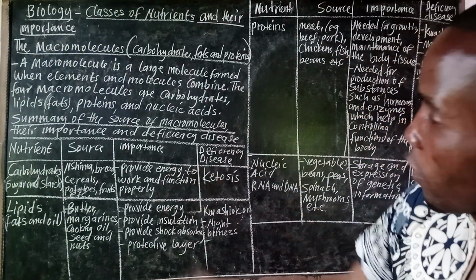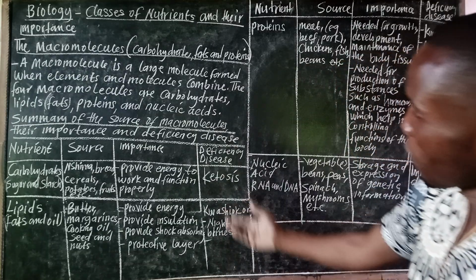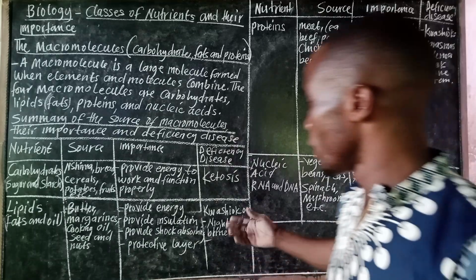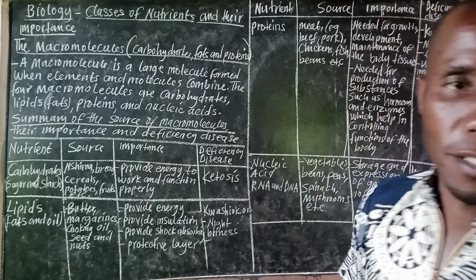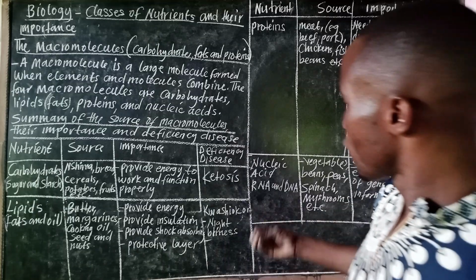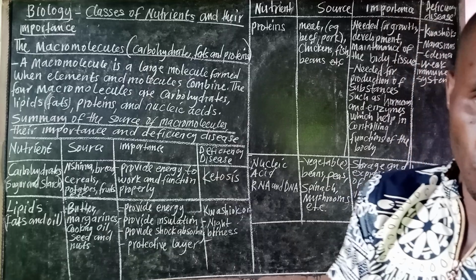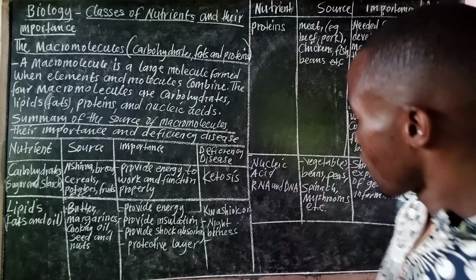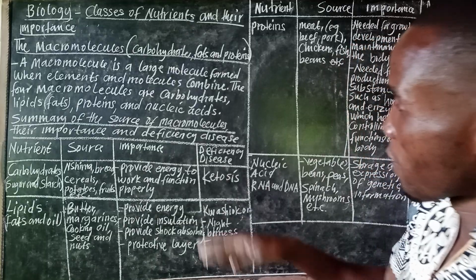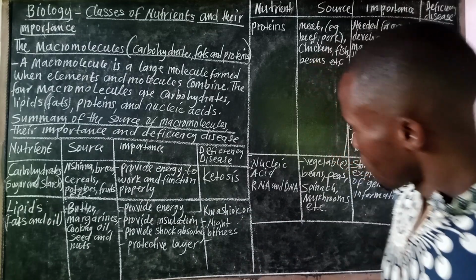Then what's the importance of lipids and fats to a human being? One of them, it also provides energy. Then the other one provides insulation. Okay, it insulates the body. Then provides shock absorbing. It absorbs the shock which may come to your body. Then protective layer. It also makes the protective what? Layer. That is fats.